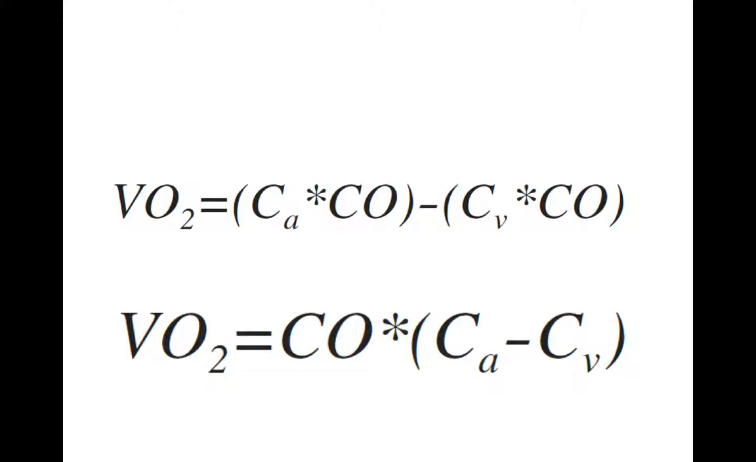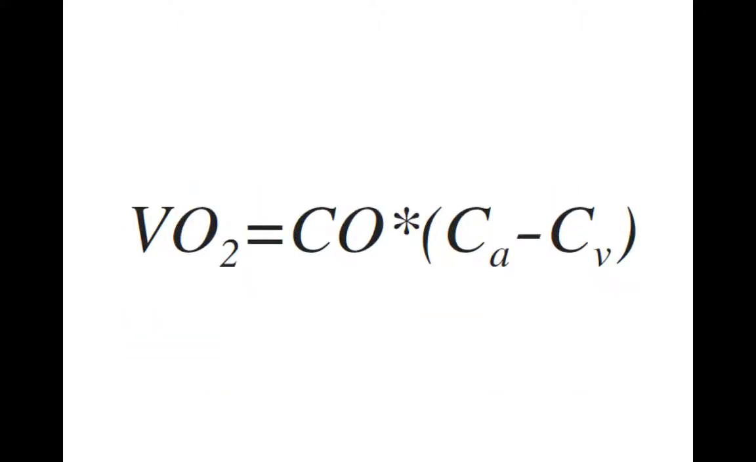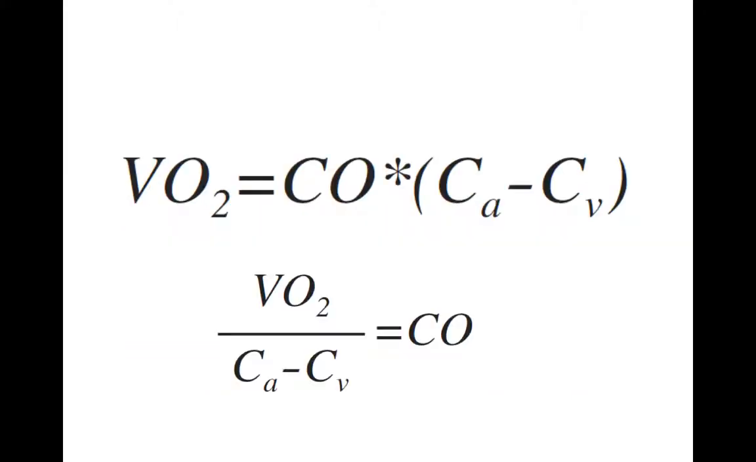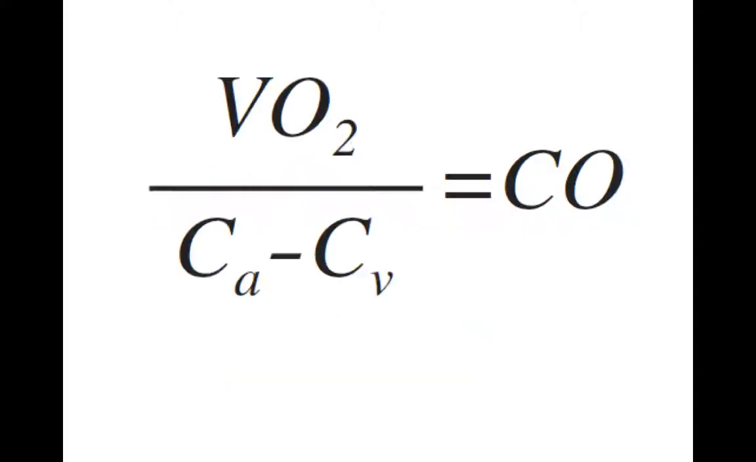And now we can take the term Ca minus Cv and divide both sides by that term. So let's do that. We divide both sides by that term. What do we get? We get Fick's principle. VO2 divided by Ca minus Cv equals cardiac output. That is how Fick's principle is derived.